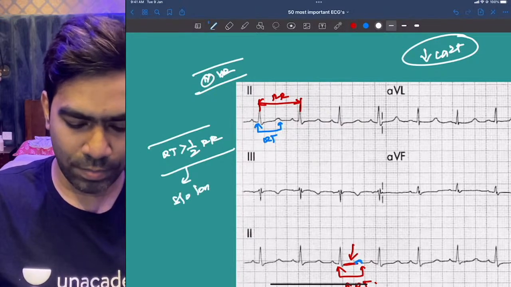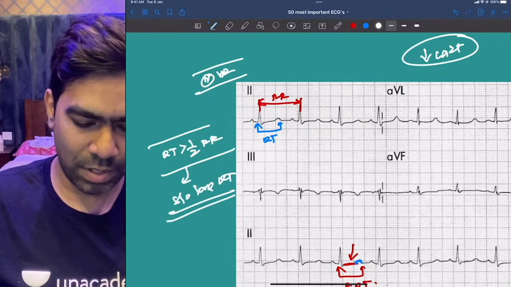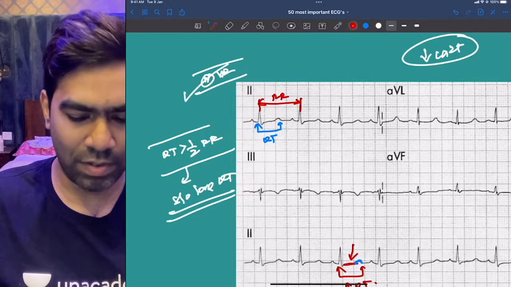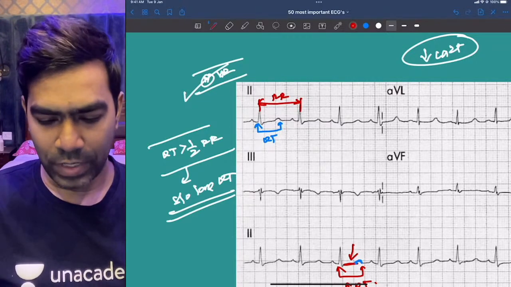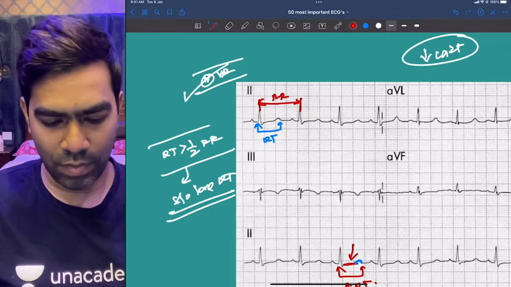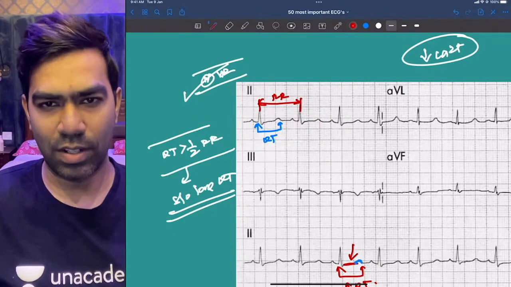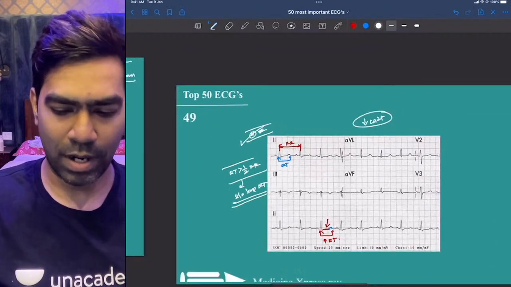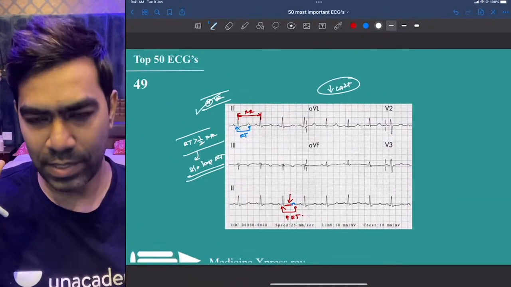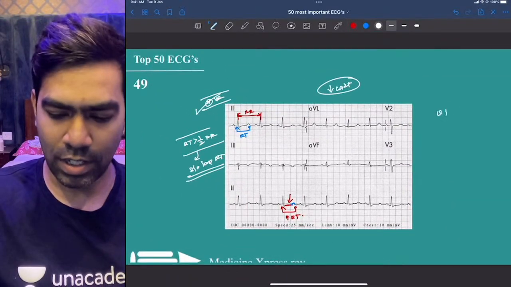This is a simple rule, but for this you should have a normal heart rate. If you have a bradycardia or a tachycardia, it might not apply. But in a normal heart rate, if your QT interval is more than half of the RR interval, then you can say it is a prolonged QT. But remember, it's not the absolute QT that you're looking for, it's the QTc.